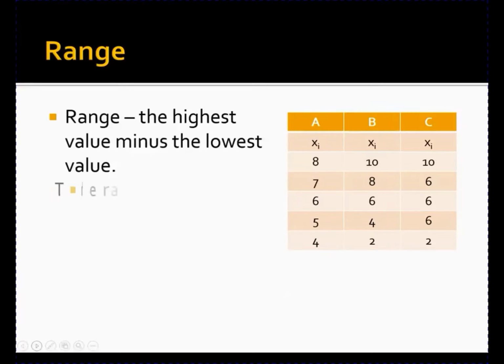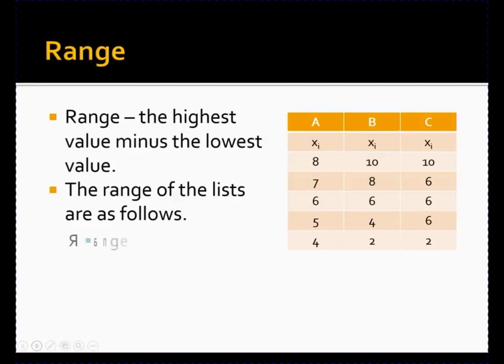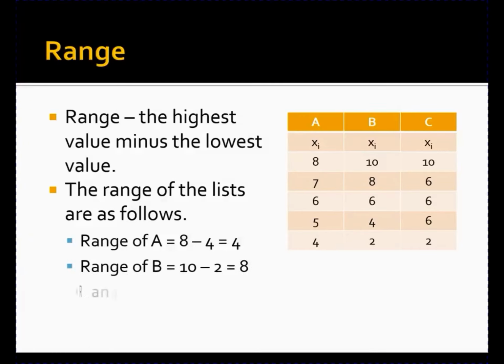The range is the highest value minus the lowest value. In list A, that's 8 minus 4, highest minus lowest. In list B, the range is 10 minus 2, which is 8. And list C is the same, it's also 8. So once again, we have the same mean and the same median for lists A, B, and C, and we want to study the idea of spread. We see that the range is the same, but the lists are not the same.